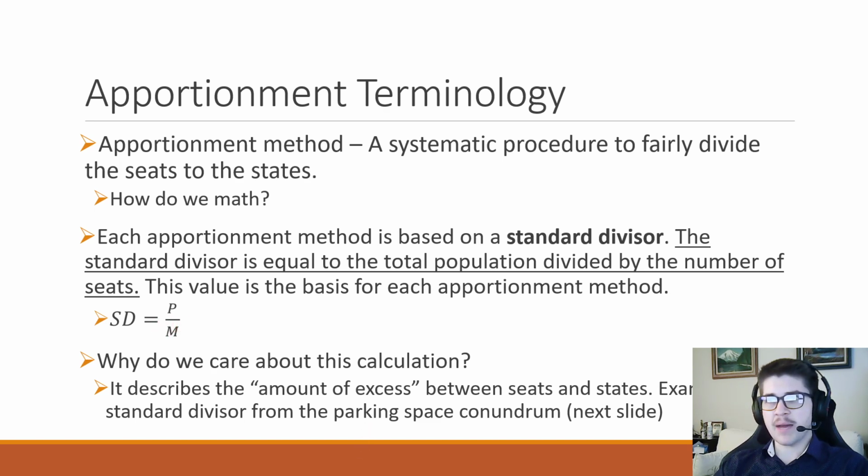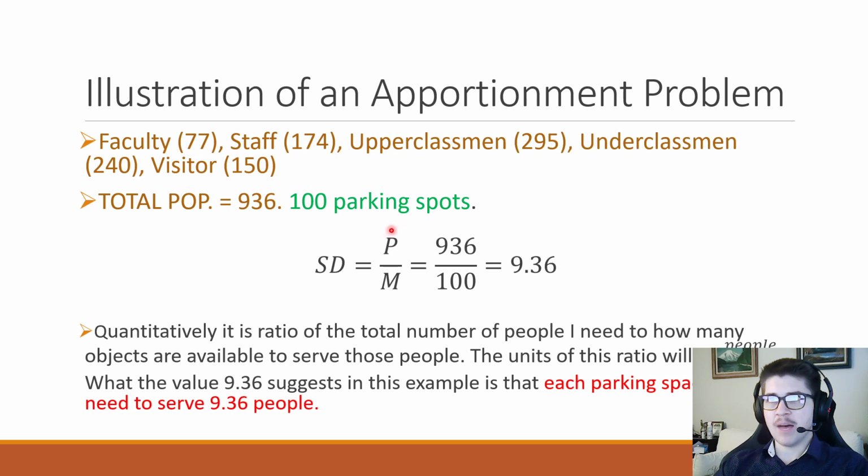So if we were going back to the previous problem, if we wanted to know the standard divisor in that question, we would take the total population of each of the states combined. So adding up all 5 states, we would get a total of 936. Dividing it by the number of objects, M, not by 5, but by how many things we're trying to give out, which is 100, would leave us with a particular number which we call the standard divisor. And basically, whenever you're doing apportionment, you need to start with this number.